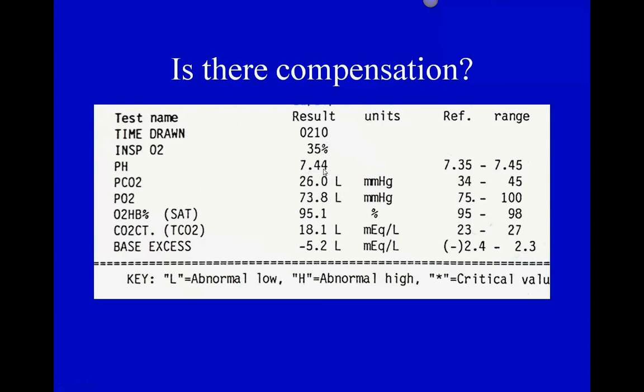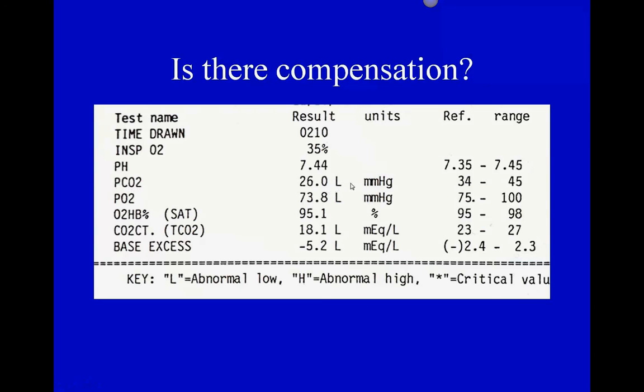Here's an alkaline pH. Here's an alkaline respiratory. This would cause an acid. So I have a respiratory alkalosis. And to determine if there's compensation, I look at the other parameter.